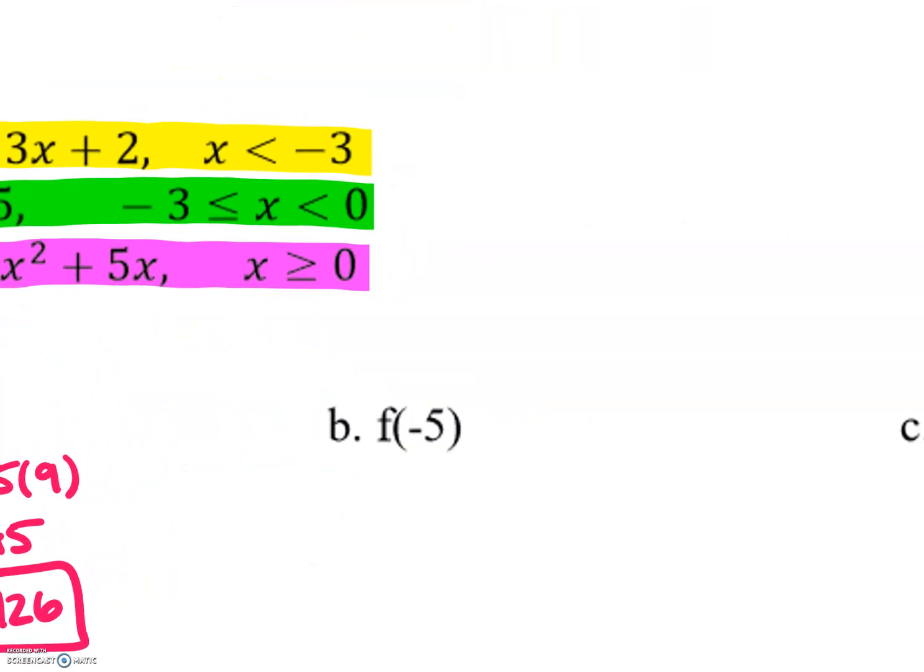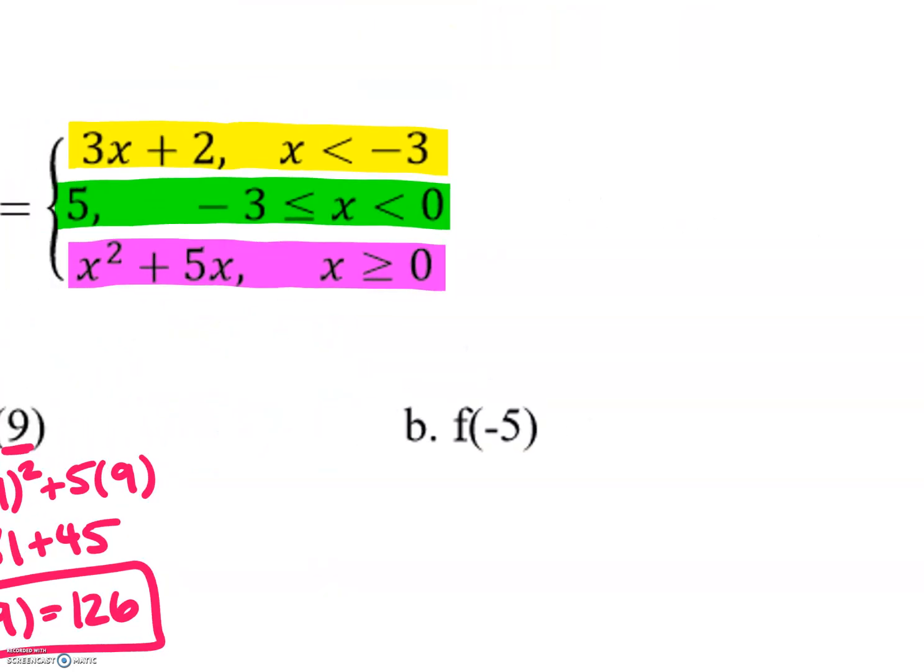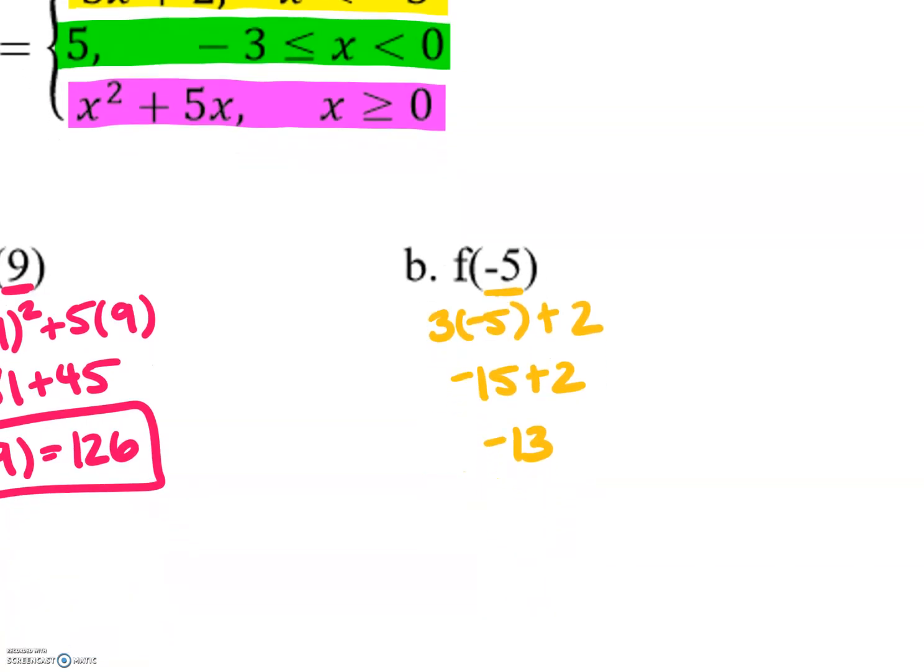Alright, so let's look at B. So where is negative 5? Where's negative 5 going to fall? See how it's going to fall under the yellow. Negative 5 is less than negative 3. So I'm going to plug into my first function, which says 3 times negative 5 plus 2. So what are we going to get? Negative 15 plus 2, that's going to give me negative 13. So we're saying f of negative 5 is going to equal negative 13.